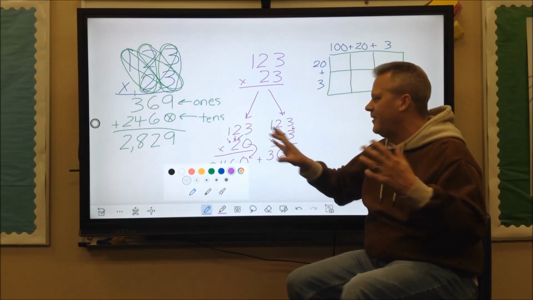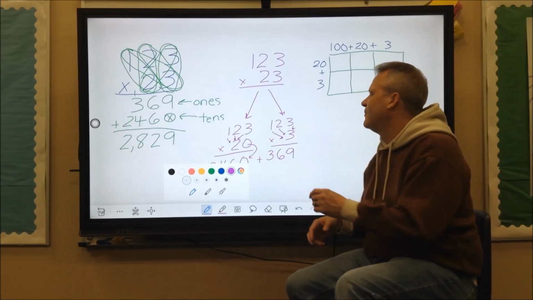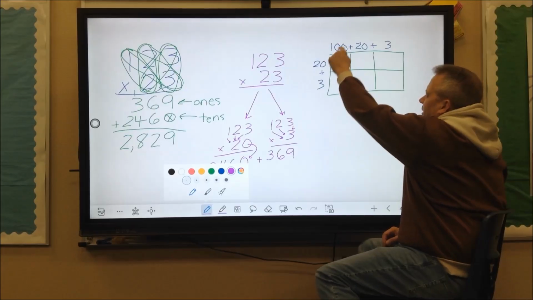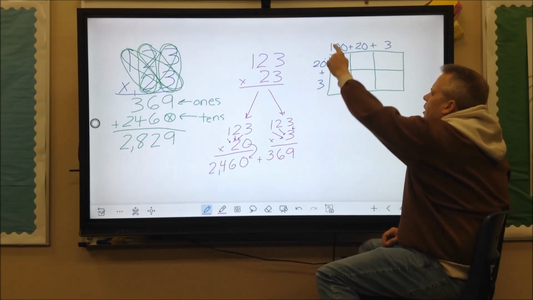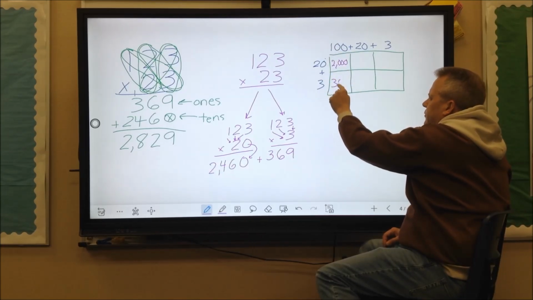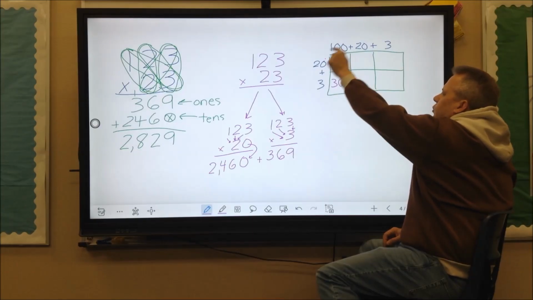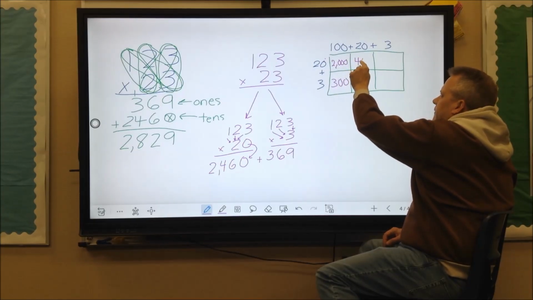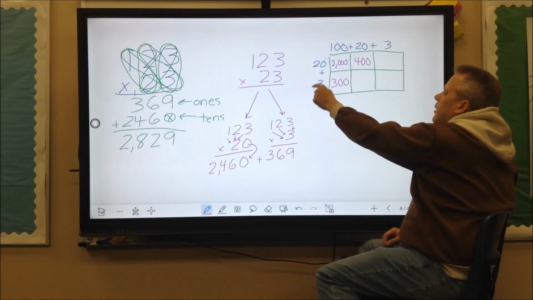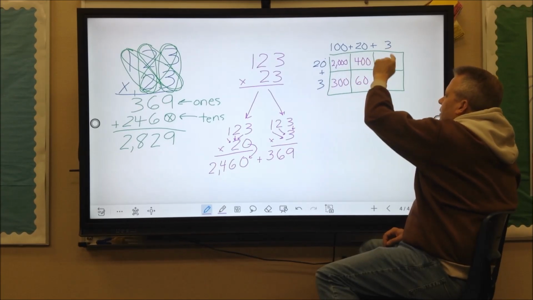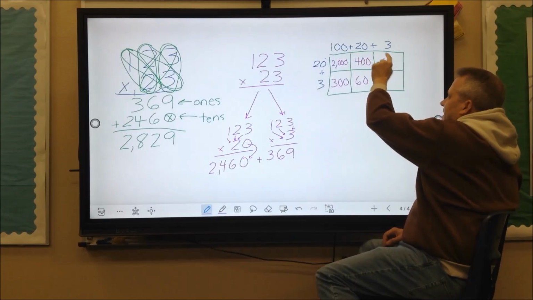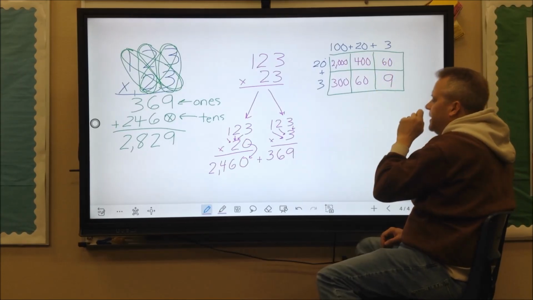Now I'm going to switch colors just so it's not so confusing. I'm going to go 100 times 20. 100 times 20 is 2,000. 100 times 3 is 300. 20 times 20 is 400. 20 times 3 is 60. 20 times 3 again is 60. And then 3 times 3 is 9.